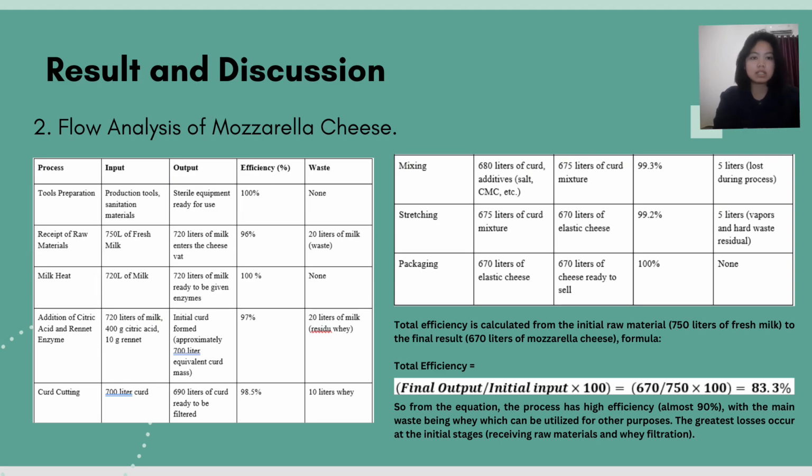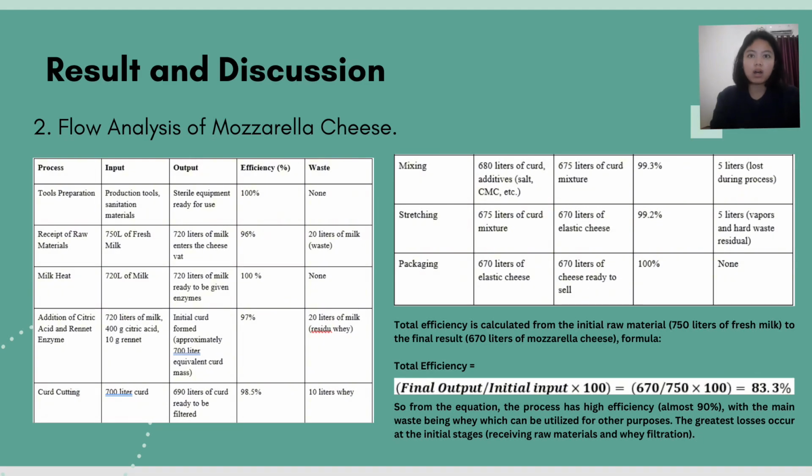Here we present the table content, and we input the process, input, output, efficiency, and the waste. The first one, we prepare the tools with the input of the production tools and sanitation materials. The output is sterile equipment ready for use with 100% efficiency and zero waste. And then we go to the receipt of the raw material. We have the input of 720 liters of fresh raw milk, and the output is 720 liters of milk entering the cheese vat with 96% efficiency, and 20 liters of milk is turned into waste.